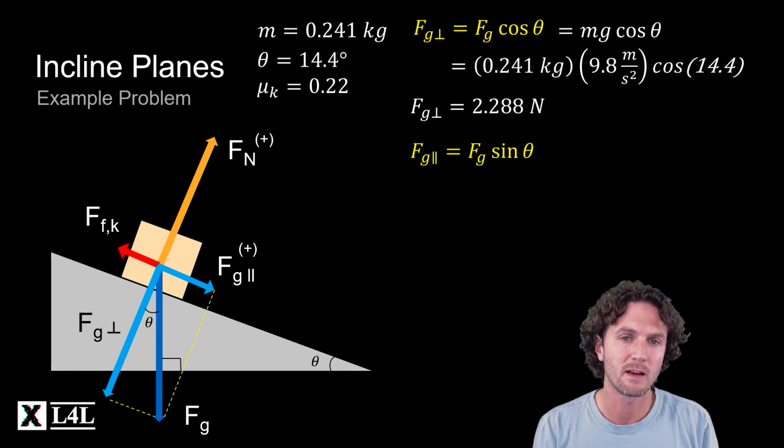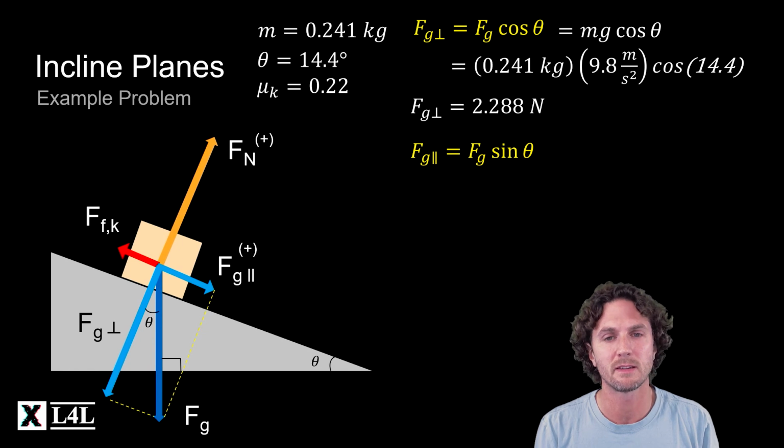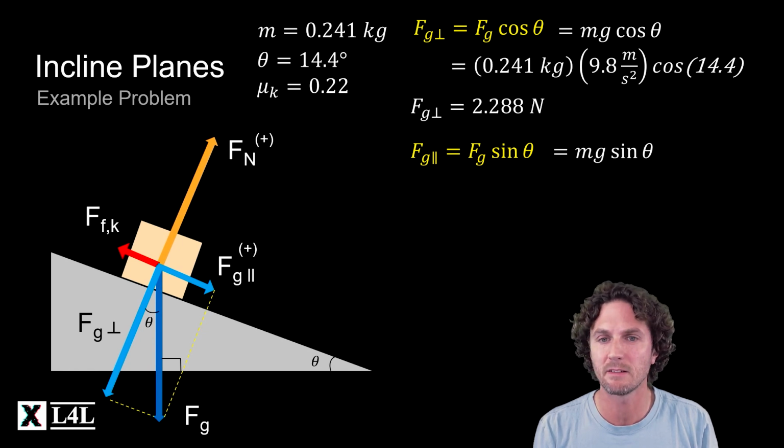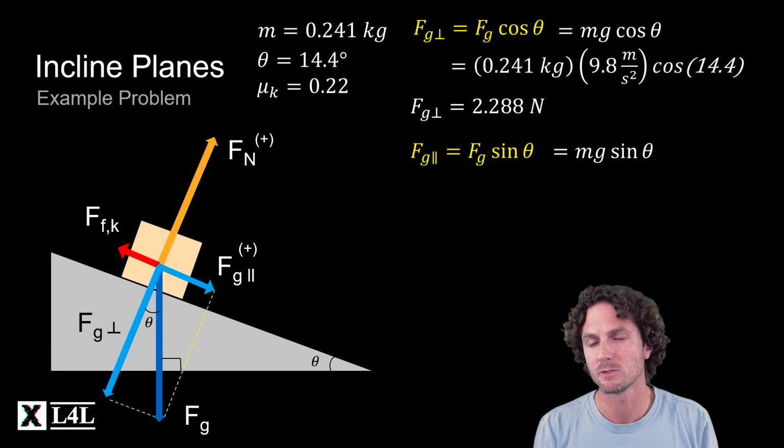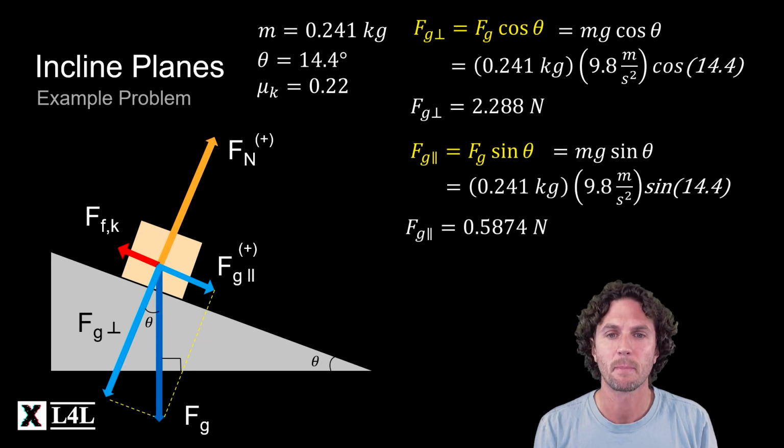Now solving for the force of gravity parallel, it's the same thing except force of gravity times sine of theta. Again, substituting, the force of gravity is mass times acceleration due to gravity times the sine of theta. Plugging in, we find that the force of gravity parallel is 0.5874 newtons.